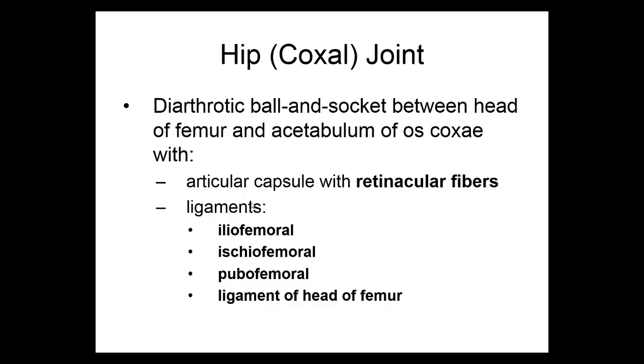The hip joint is an example of the ball and socket joint. It's a diarthrosis, of course. And again, because of the increased mobility that we have here between the acetabulum and the head of your femur, we need to make sure that it stays in place, right?